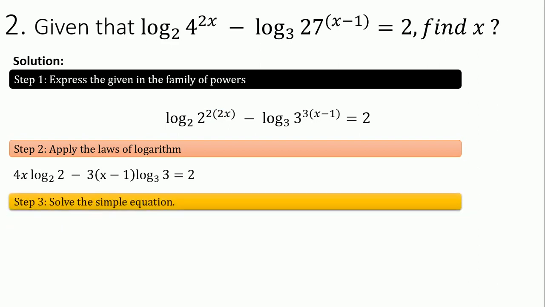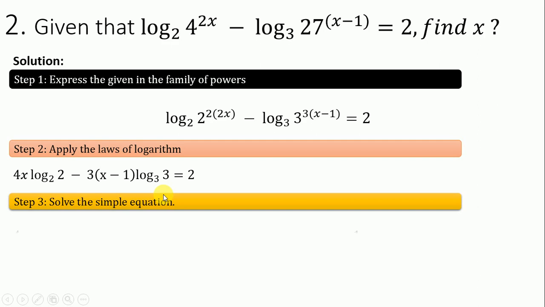the concept that logarithm of a number to the same base is equal to 1. Sometimes we call it logarithm of the same base. That's log 2 base 2 is 1 and log 3 base 3 is 1. And you are left with a simple equation.